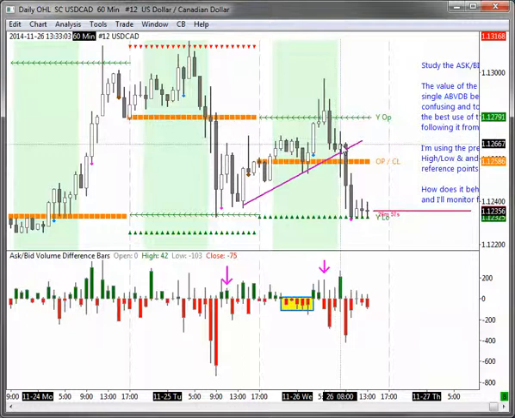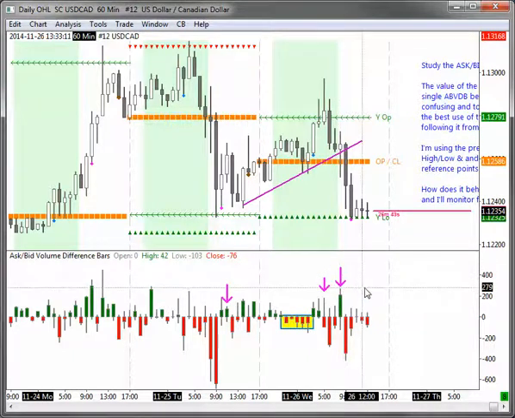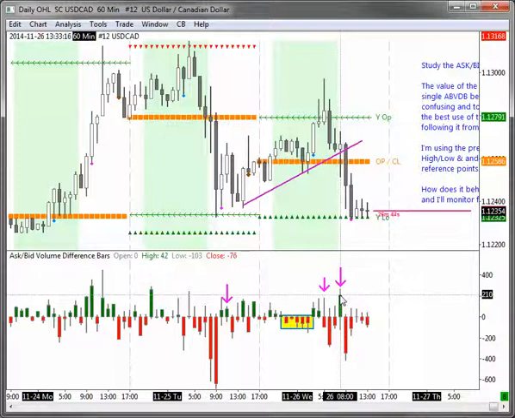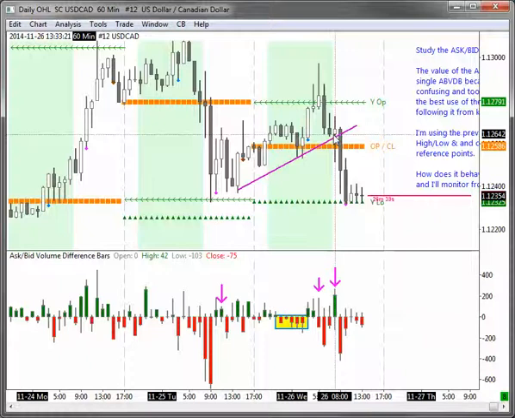We closed up for the bar, but then when we look at the ask bid volume difference bar, we see that it showed more buying than selling, and so here was an example of the ask bid volume difference bar really not helping us out. But what you have to do is say, well, okay, so this is great.